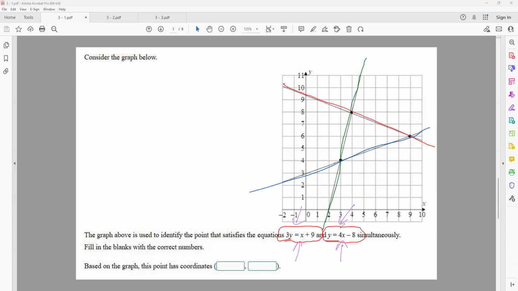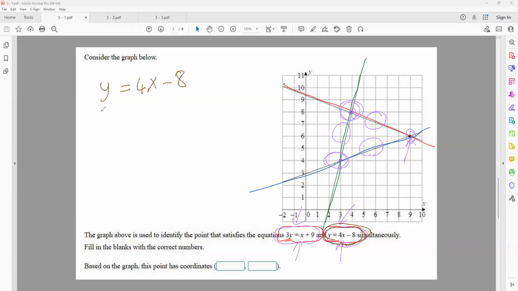So first we must select which of these 2 equations represent blue, green, or red. And after I identify the 2 colors, I go to the intersection point. It will be this answer, or this one, or this one. Then first I identify the equation for which line. I choose the simpler equation, y equal 4x minus 8.